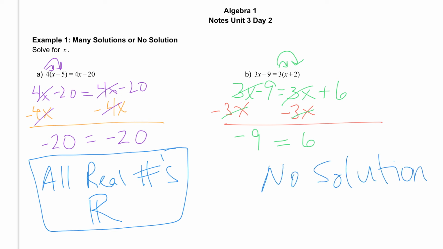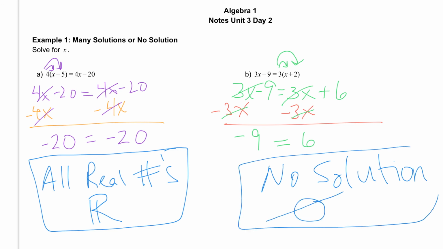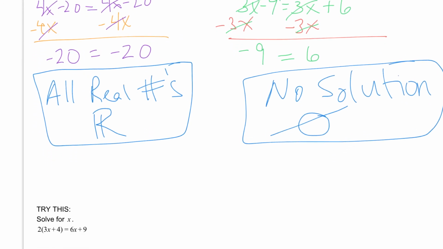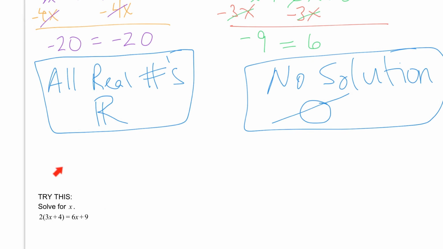And there is also a symbol for no solution, which is a circle with a line through it. So you can either use the words or the symbol. Now I would like you to go ahead and do the try this, which is right here. So go ahead and pause it and check your answer when you're done.